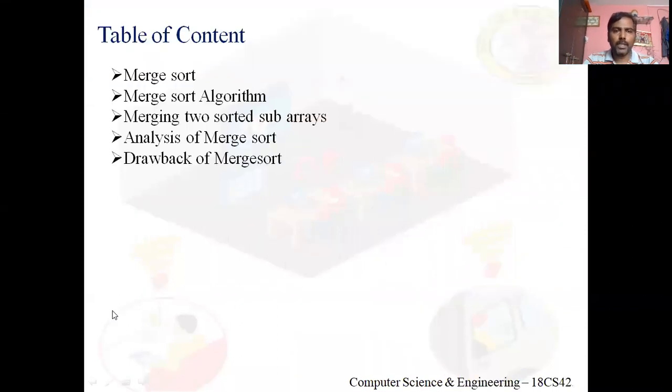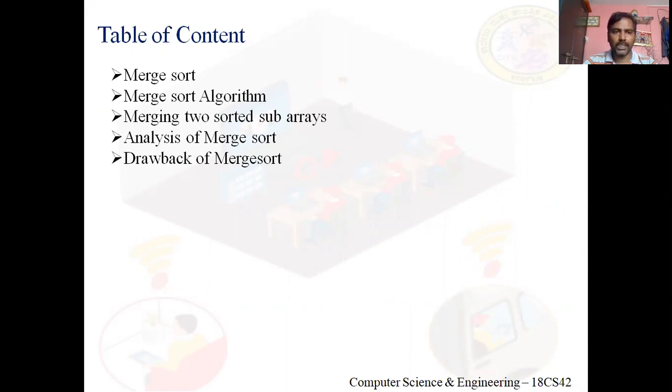First, we'll have a discussion about merge sort. In merge sort, what is the method? What is the strategy? What is the methodology adopted by merge sort to sort a given array? Got it?